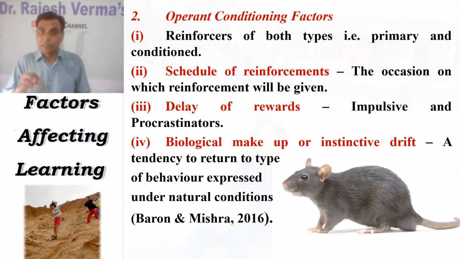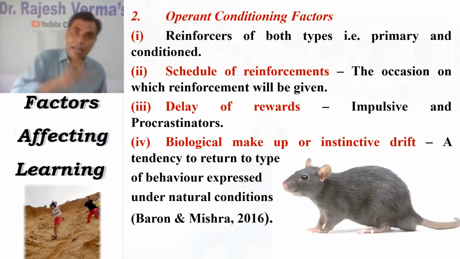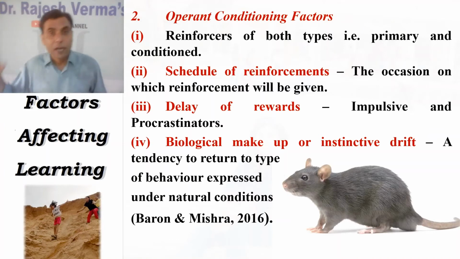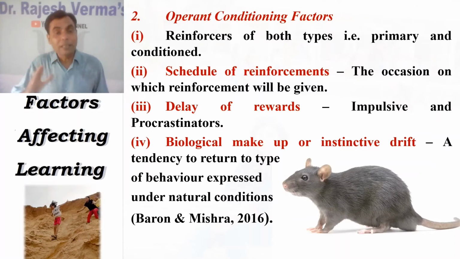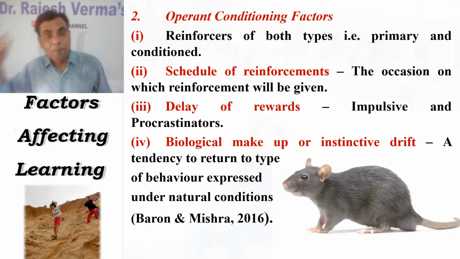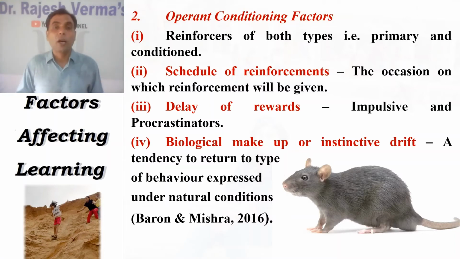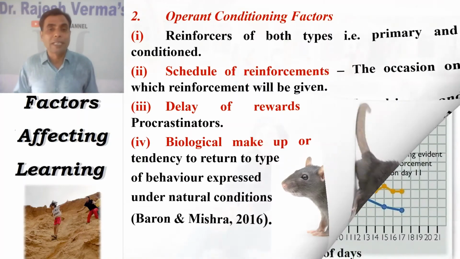Means the similar experiment has been done in rats. The same if you do in pigeons or some fishes, they all have their own genetic blueprint. They have their own biological makeup. So they have their own type of behavior under natural conditions. So in the laboratory also, when you put these animals under the testing conditions, they tend to behave as per their biological makeup. So this is the important factor, the biological makeup or the instinctive drift.